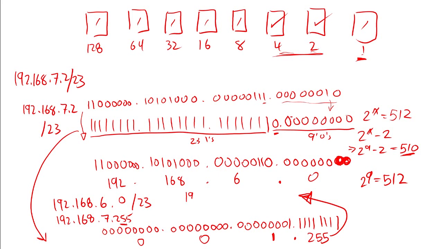So 192.168.6.0 plus 0.0.1.255 gives us 192.168.7.255. Any questions so far?